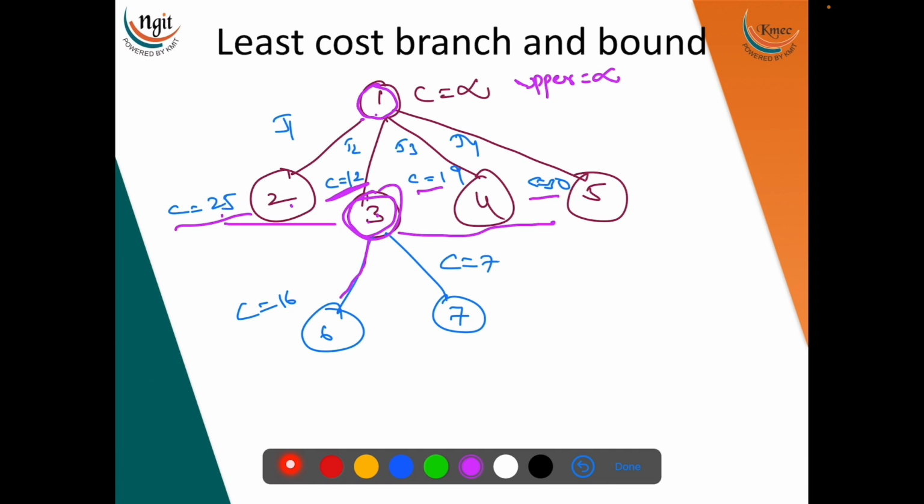Now again, whichever value is least, that value will be considered. Among 16 and 7, 7 is the least one, so this is going to be considered. Now it is already J2, correct? So now you have only 2 tasks left to complete, J3 and J4. It's already J4, so you cannot expand this node. If it is J3, then you have to expand this node, as it is the least cost. So this is the least cost branch and bound method, right?